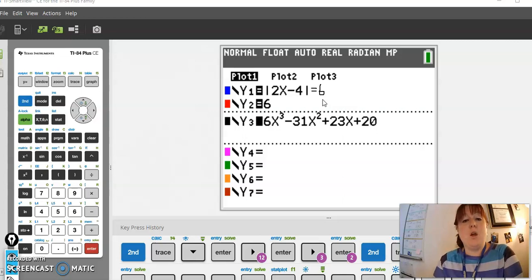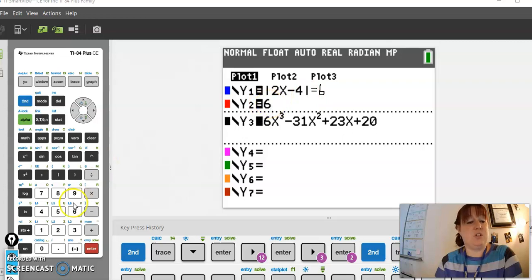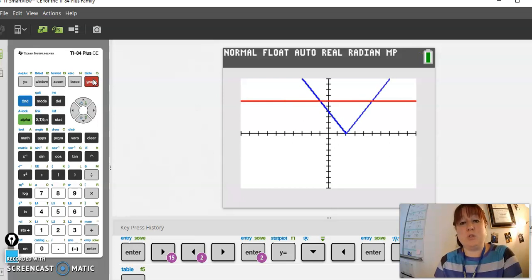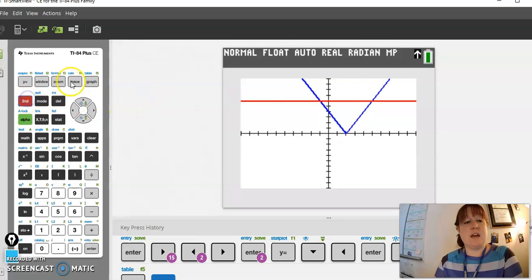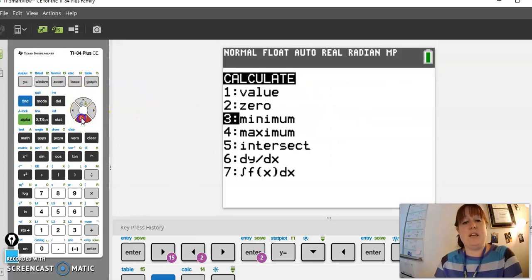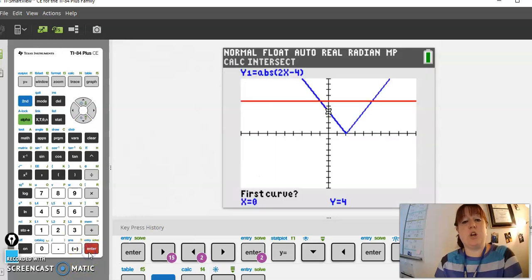We can say, well, we want to figure out where this function equals this function. This function is the absolute value of 2x minus 4, and this function is 6. So I can put each of the functions into my calculator, this first function in and this second function in, and then I can graph them and find where they're equal to each other. So where is the blue function equal to the red function? Well, right here and right here. So I'm going to calculate what those points actually are. I go to second calc and I calculate the intersect. The intersect means where do two curves intersect.